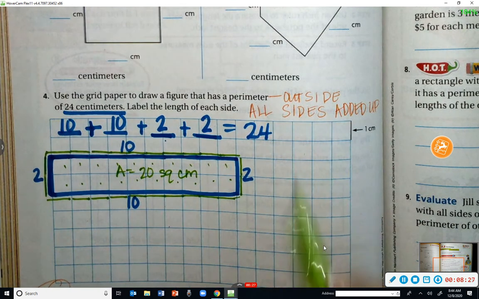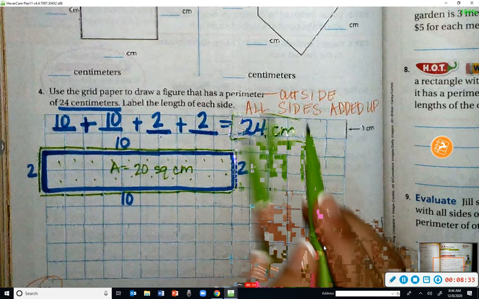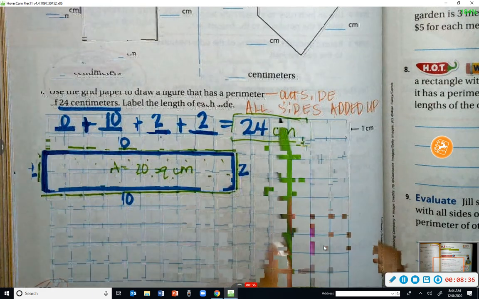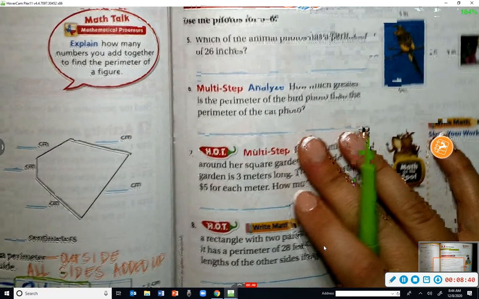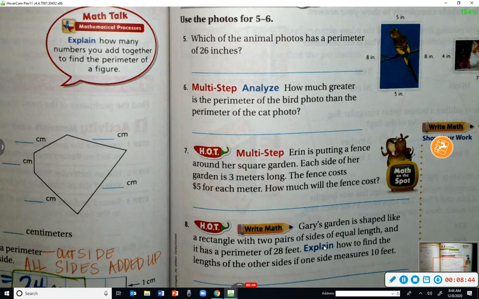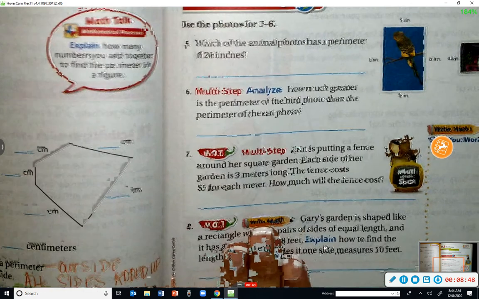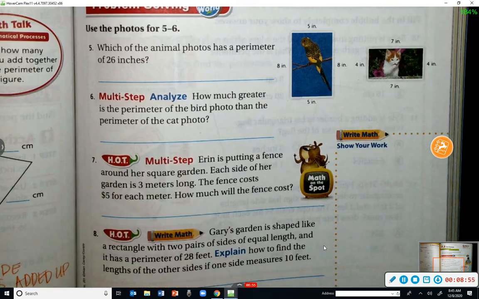But the perimeter would be 24 centimeters. Okay? All right, let's go to number 5. Which of the animal photos has a perimeter of 26 inches? Okay, I want you guys to try that one on your own. Which one has a perimeter of 26 inches?